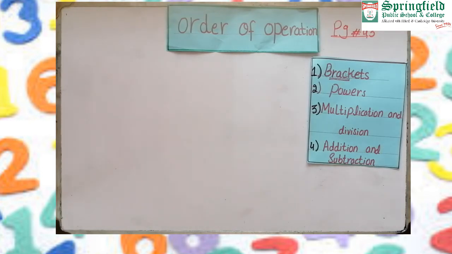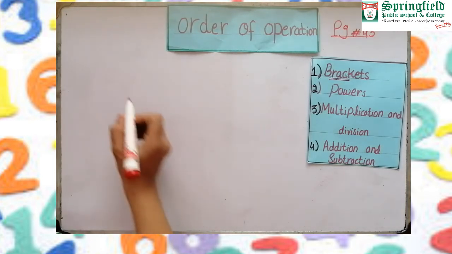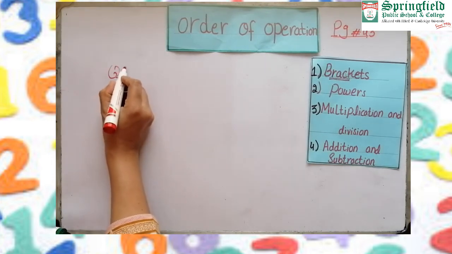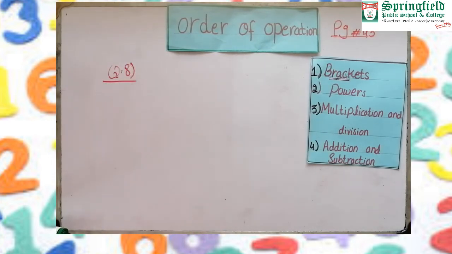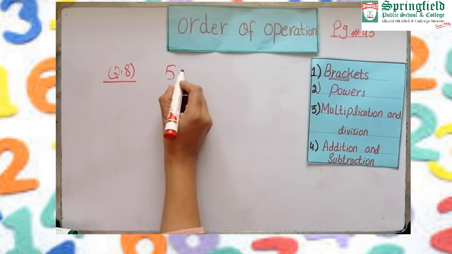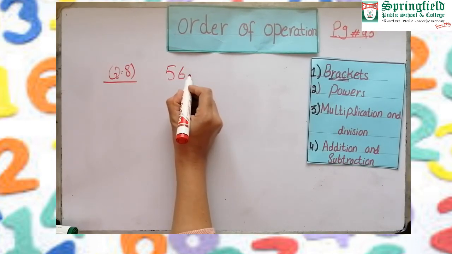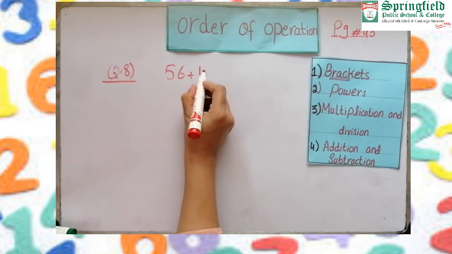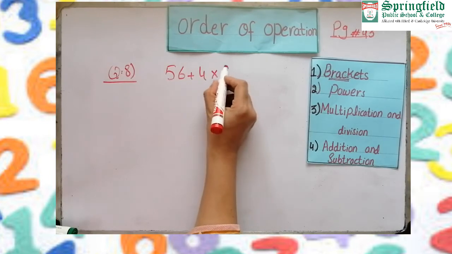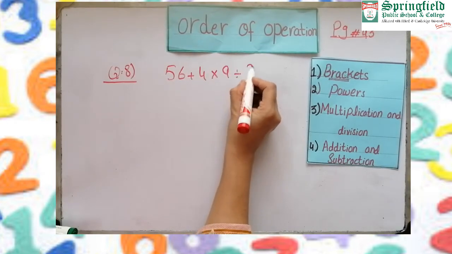Okay, now come to question number 8. I will do only 1 or 2 parts in this question, and the rest of the parts you will do yourself in your notebook. Understood, beta? Okay, now come to part B, and part B is 56 plus 4 multiply 9 then divide by 3.